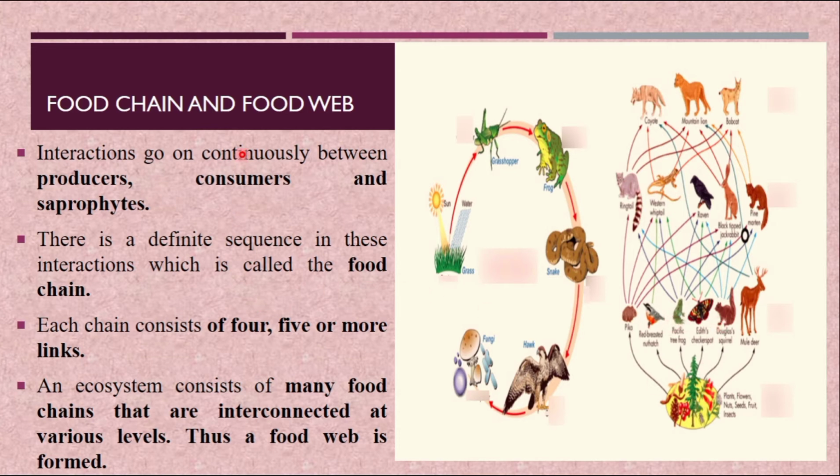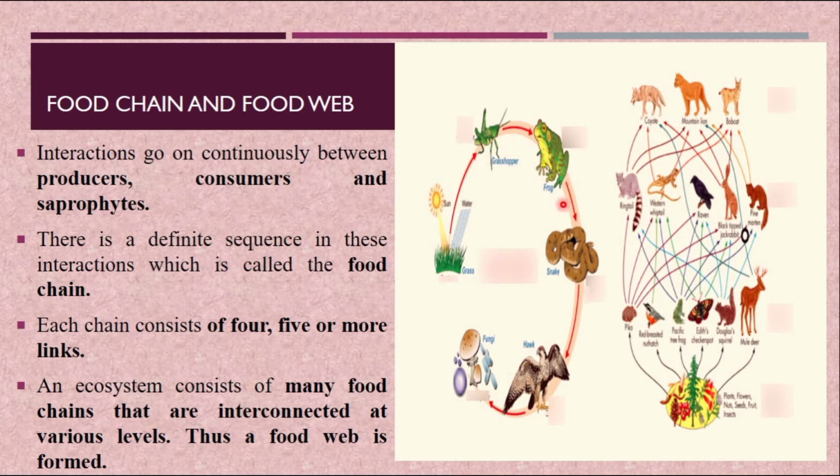Thus, what is formed? There is a formation of the food web. That is called a food web. Now the food chain. Food chain means the transfer of energy from the producer. Producer कडून ती एनर्जी कोणाकडे ट्रान्सफर होणार आहे? Through a series of organisms.